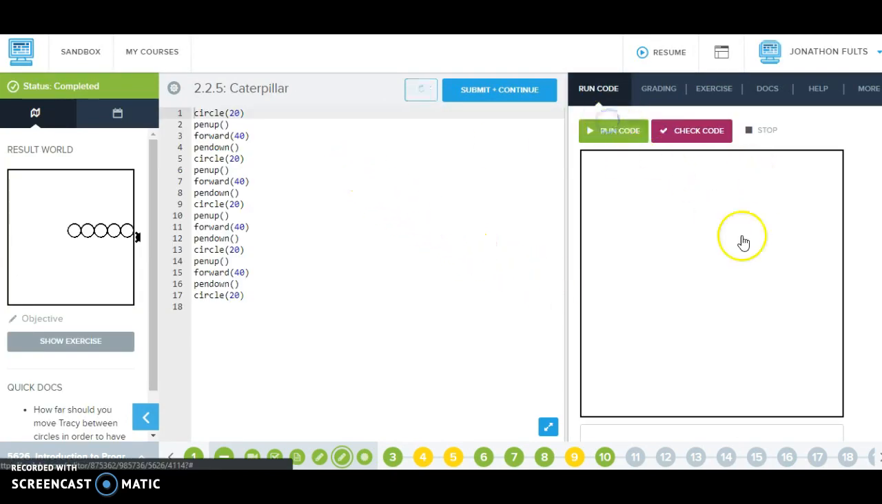Alright, this one's caterpillar. This one draws a line of circles and makes a caterpillar. See, it does circle.